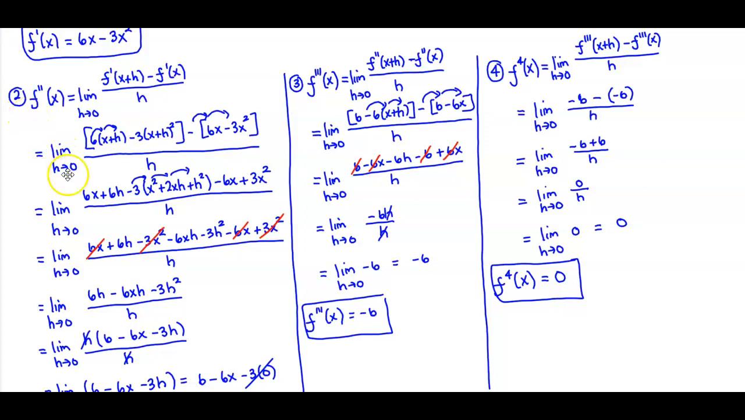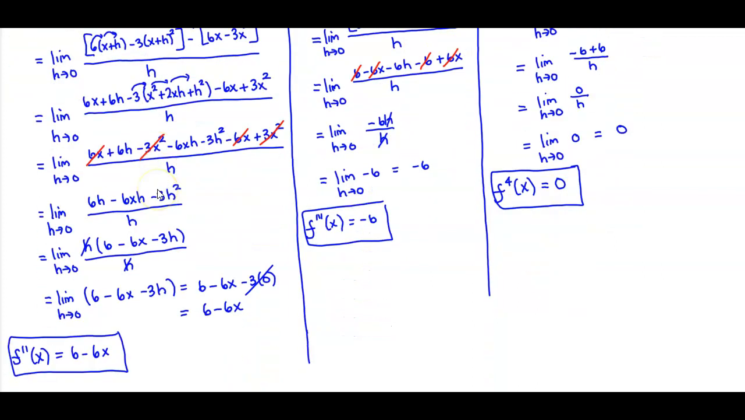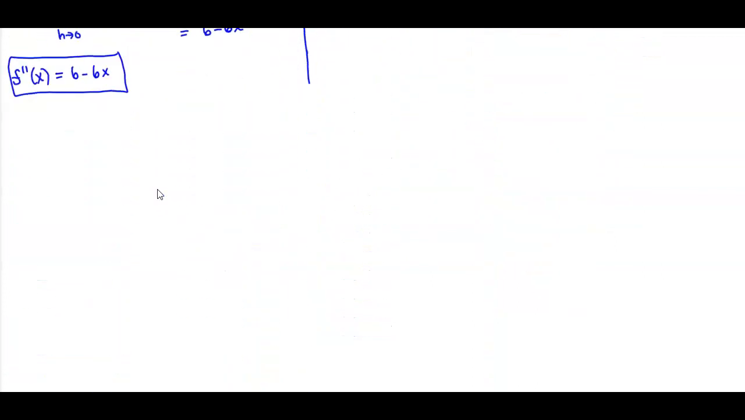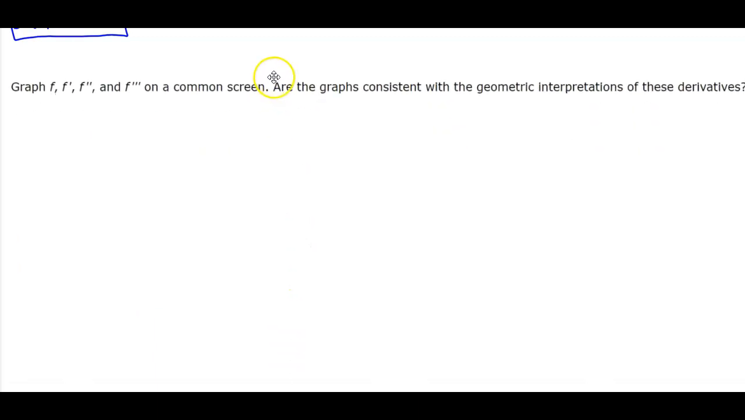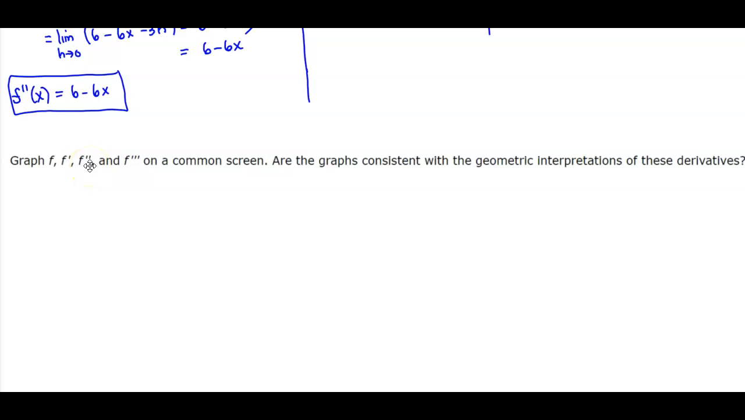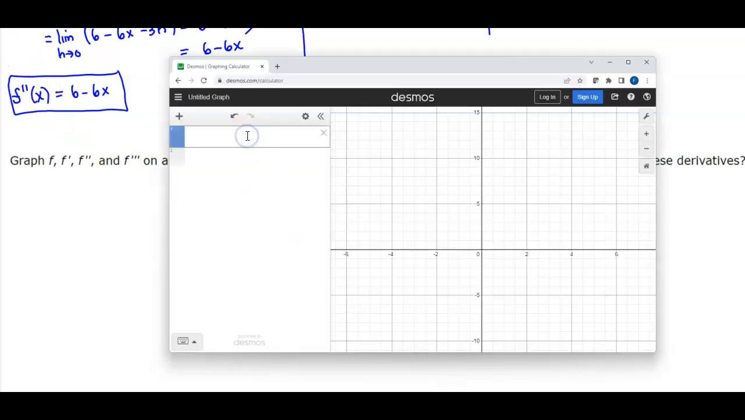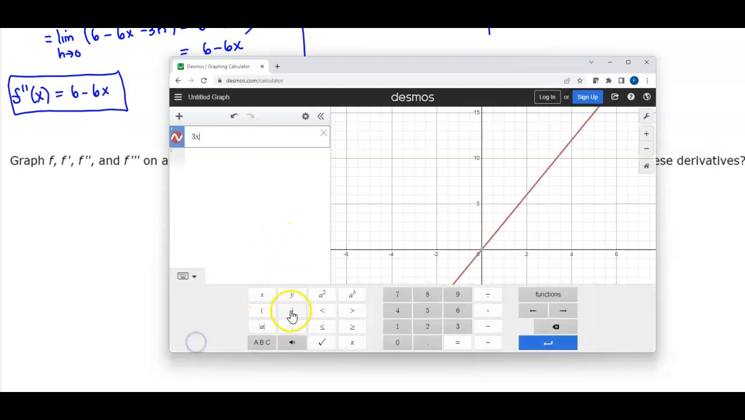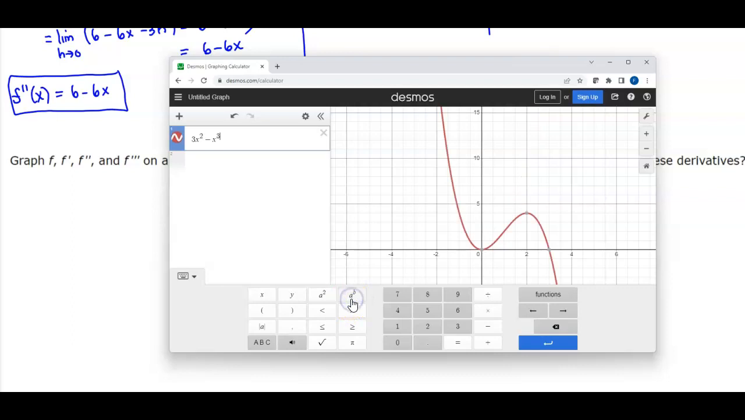Okay, so now what we want to do is graph all these functions on one graph. So it says you want to graph the function, the first derivative, the second derivative, the third derivative, and the fourth derivative. So let's go ahead and do that. So the first function is 3x squared minus x cubed.